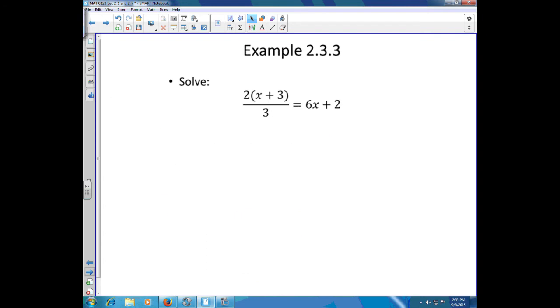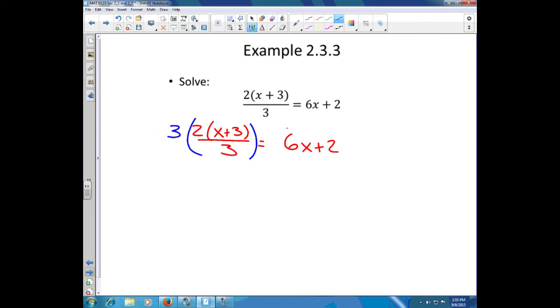So in this example, we have some more fractions, plus some distributing. And so we've got 2 times x plus 3 over 3 equals 6x plus 2. Now there's only one denominator, so the least common denominator is just 3. And we're going to multiply both sides of the equation by 3.